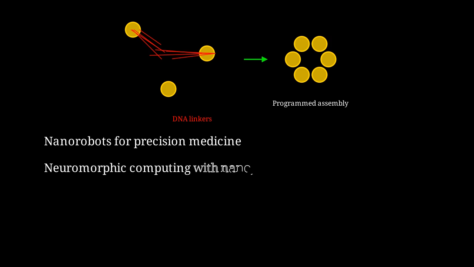In computing, memristive nanoparticles could enable neuromorphic architectures that mimic brain function. Nanoparticle networks with tunable conductances serve as artificial synapses, learning through analog weight adjustments rather than digital gates. Energy efficiency could approach biological neurons.